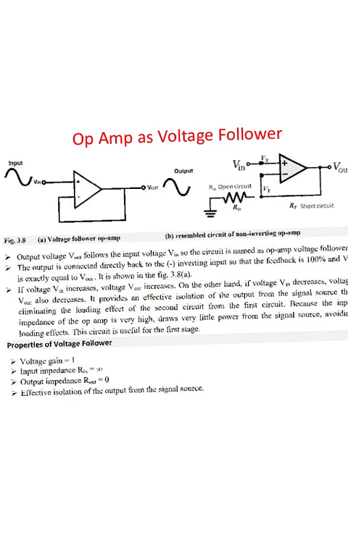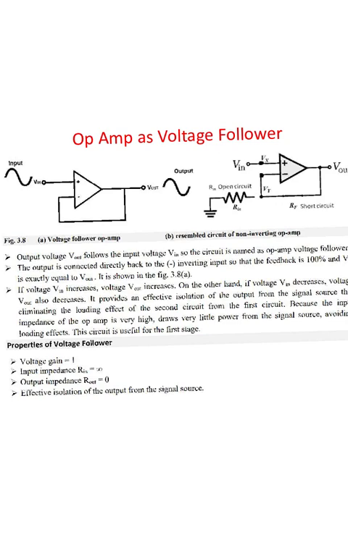The output is connected directly back to the negative inverting input, so the feedback is 100%. The V in is exactly equal to V out. If the V in increases, the V out also increases. On the other hand, if voltage V in decreases, V out will also decrease.